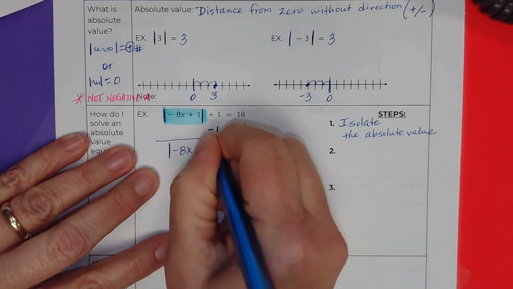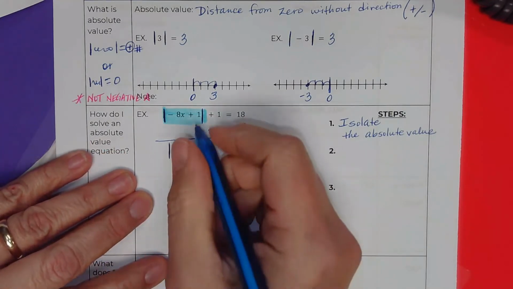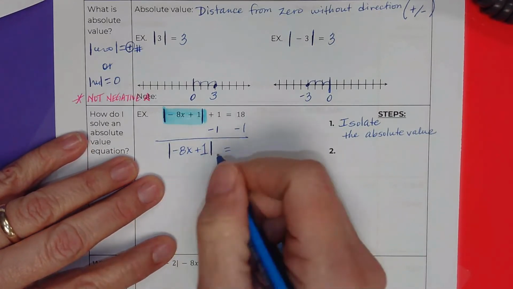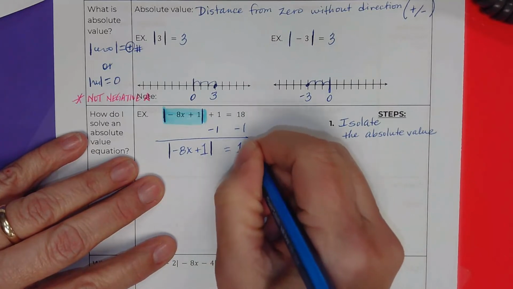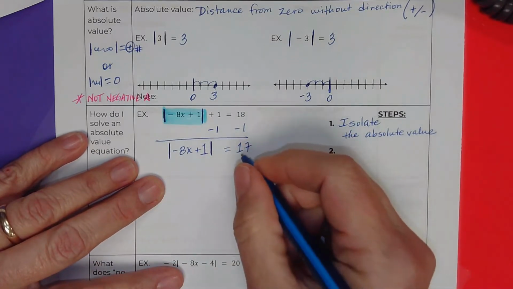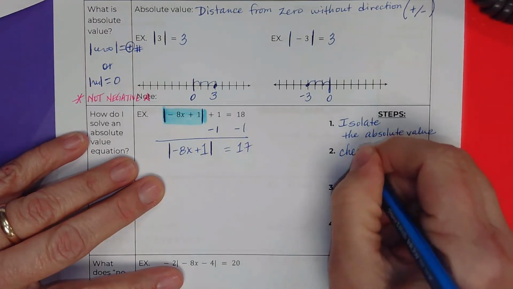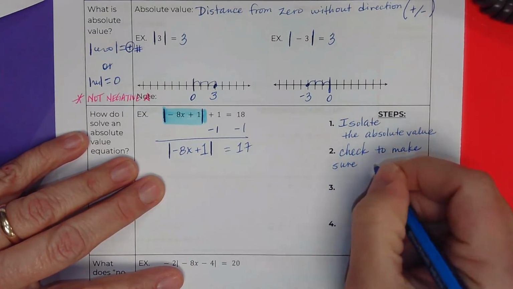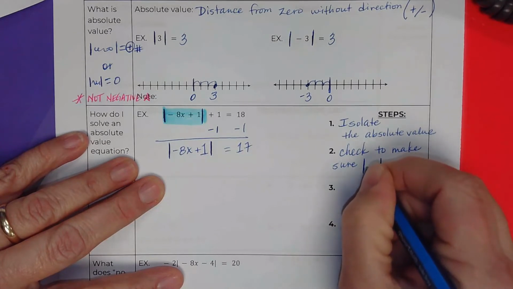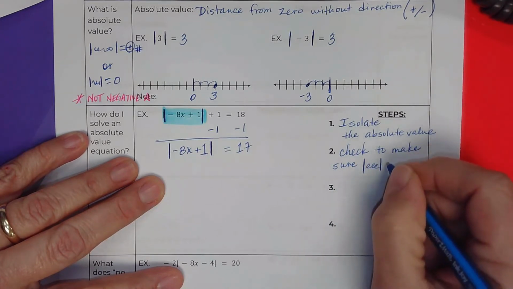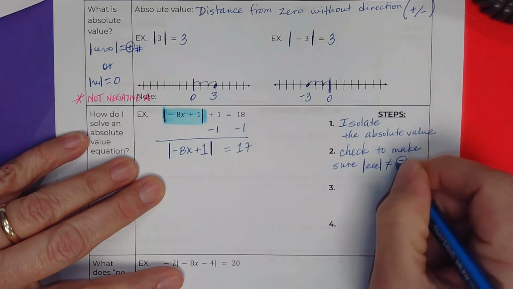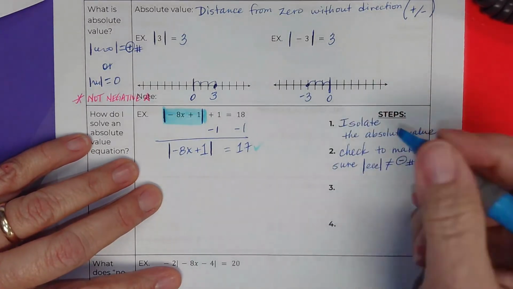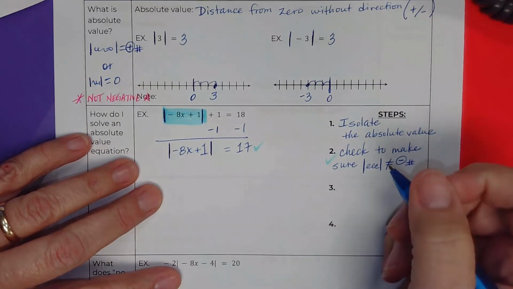And see how this can get confusing here. You can make a fancy one like that if you need to. So this absolute value expression will be equal to 17. And we need to check this once it's isolated, and make sure that absolute value of whatever's in here is not equal to a negative number. It can be a positive number, it can be 0. So when I check this, it's positive 17. That is fine. So proceed with solving.